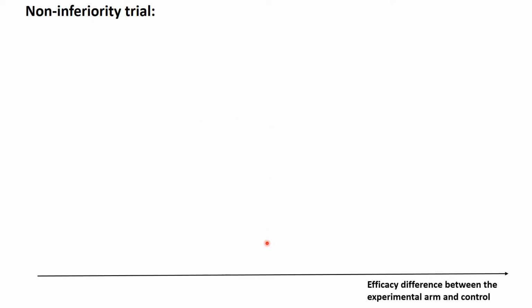Let's move on to the non-inferiority clinical trial. Assuming, as usual, the horizontal axis represents the difference in efficacy between the experimental arm, in other words the new treatment, and the control arm, in other words the existing treatment or the standard treatment, or maybe placebo.